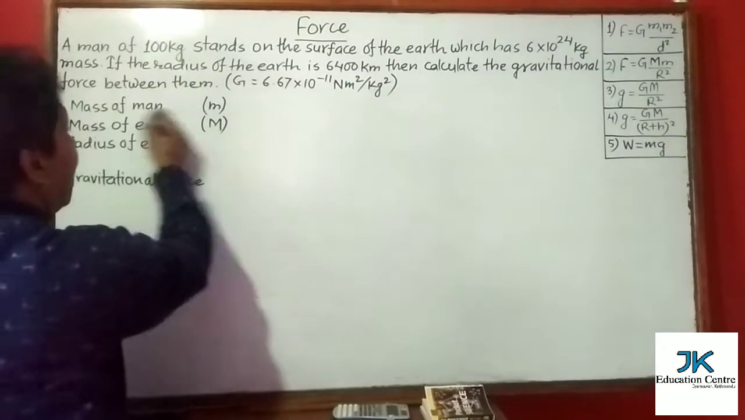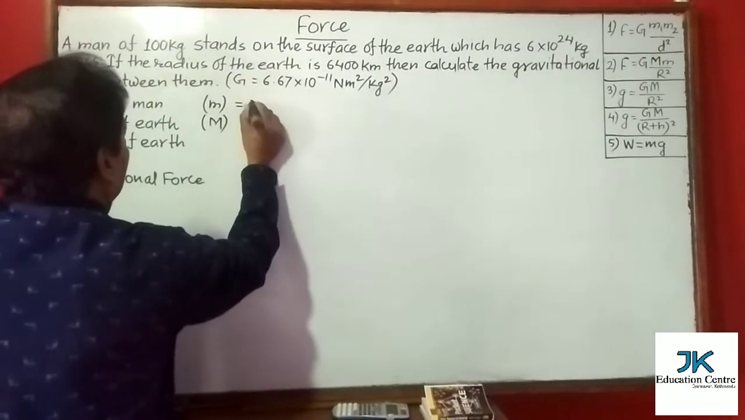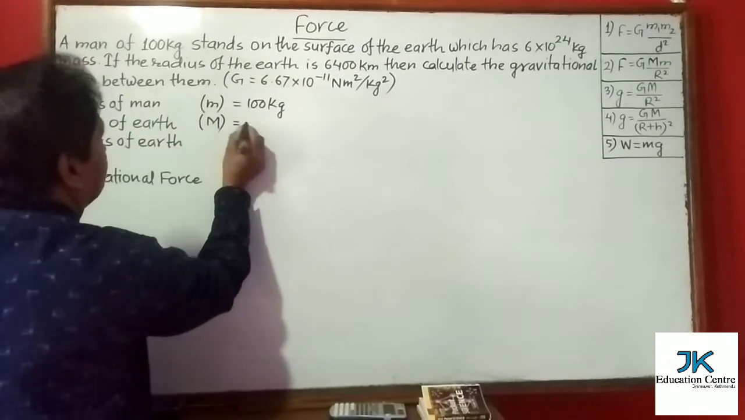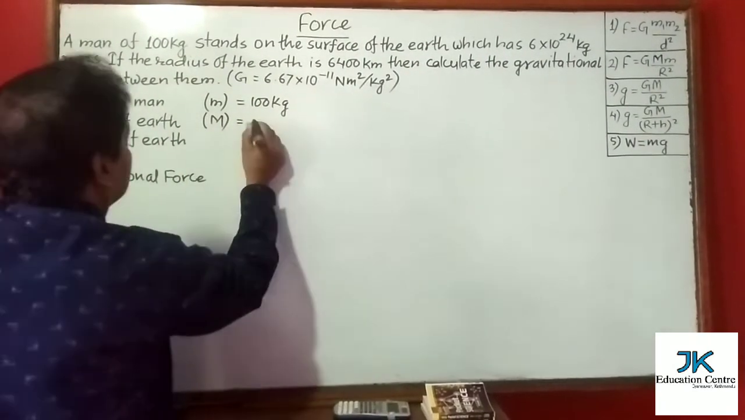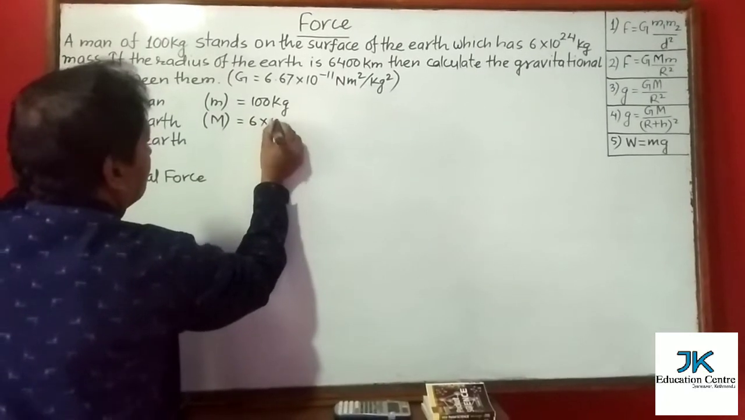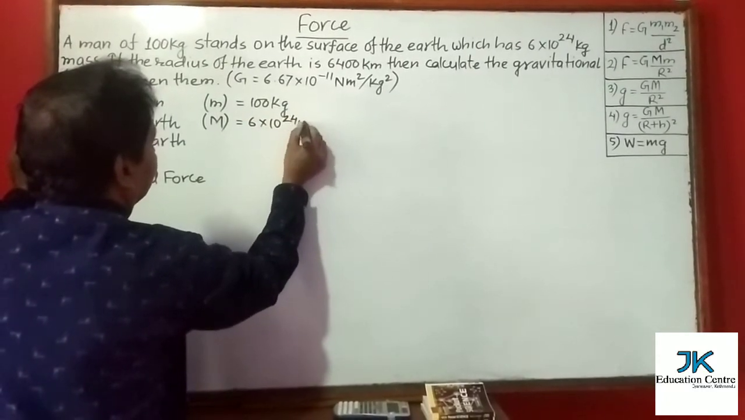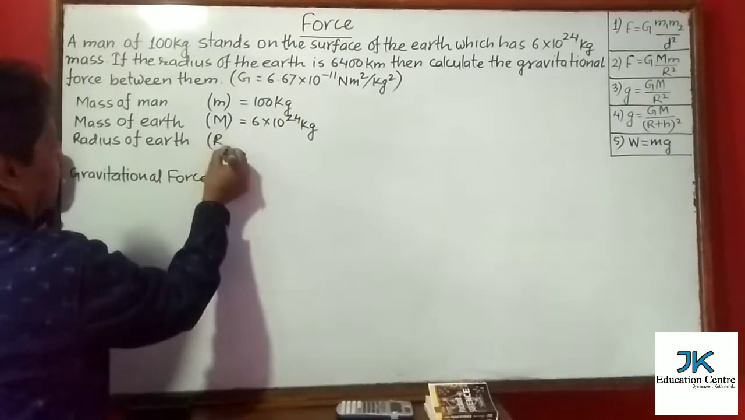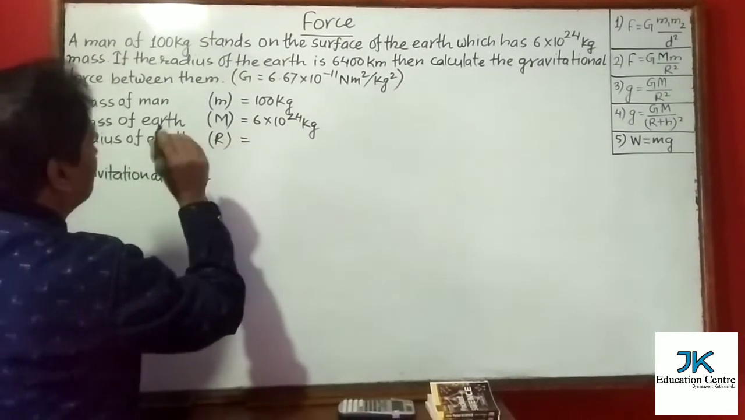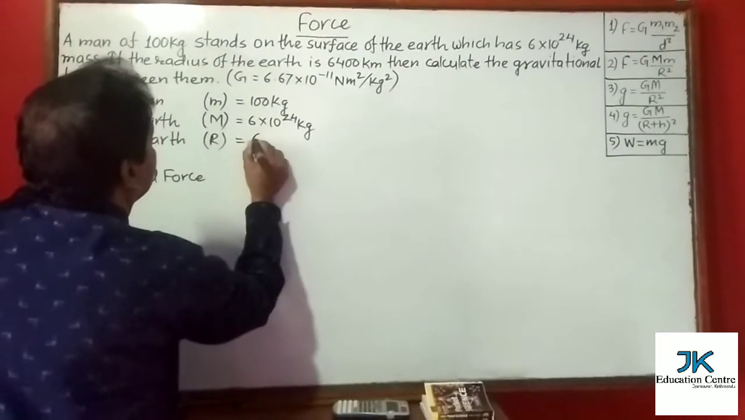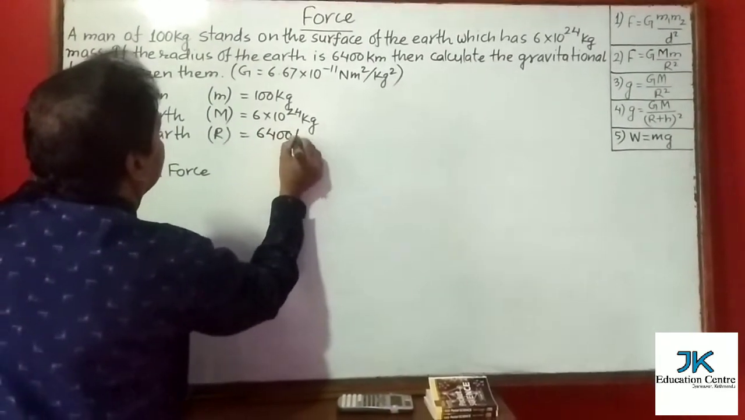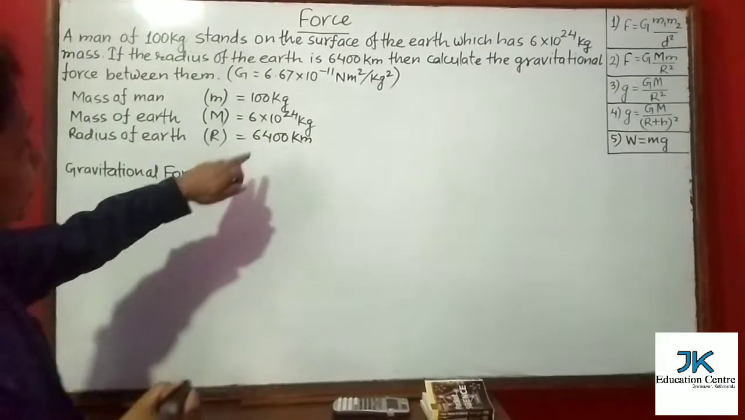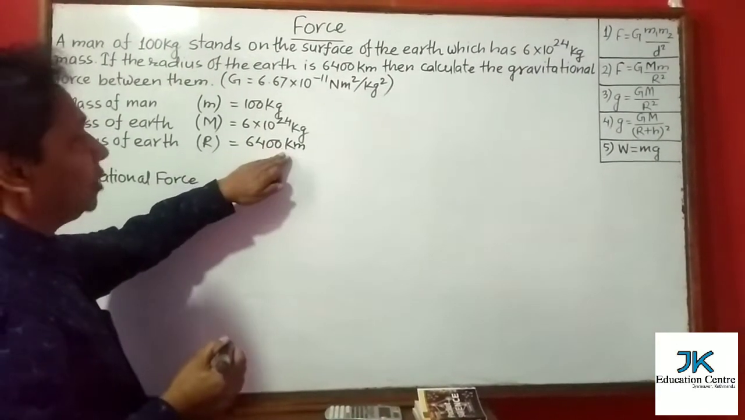Mass of man m is given how much? 100 kilogram. And mass of the earth is given how much? 6 into 10 to the power 24 kilogram. And the radius of the earth is taken as R is equal to how much? 6400 kilometer. Now this time, instead of writing further, I am going to solve this.